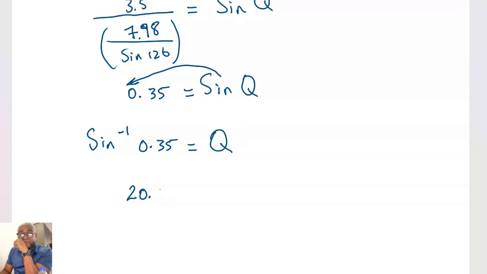Jonas is getting a different answer. What did you get? 20.8. Somebody else do sine -1 of 0.35. What is it? 0.35 was 0.355. Oh, okay. And when you do it out, you get 20.8. And now 20.8 degrees is equal to Q. That's capital Q.